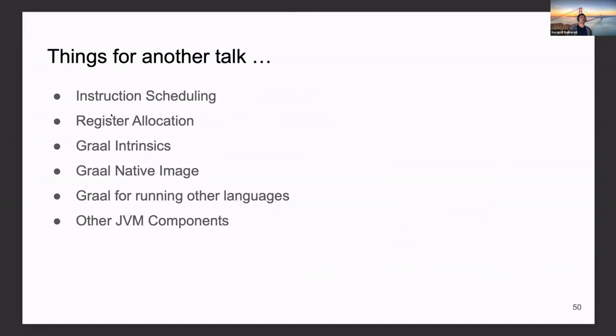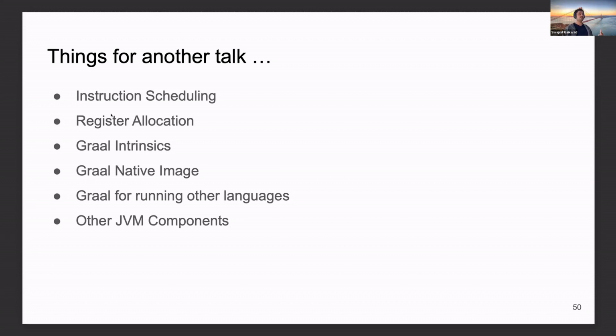We haven't talked about many things, such as instruction scheduling, how the graph representation is transformed into the sequence of instructions, register allocation, and Graal intrinsics, where you basically have a method and you tell Graal, okay, don't touch it. I know the best sequence for this particular method, and it wouldn't touch it through all the optimizations. At the end, it will emit a sequence of instructions for that particular method. So this is roughly how intrinsics work.